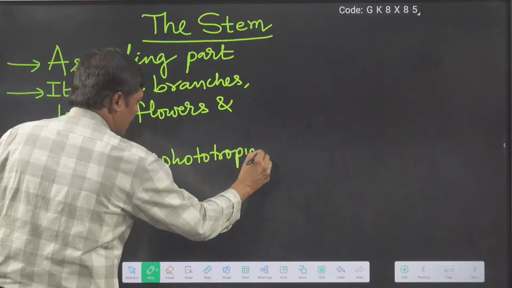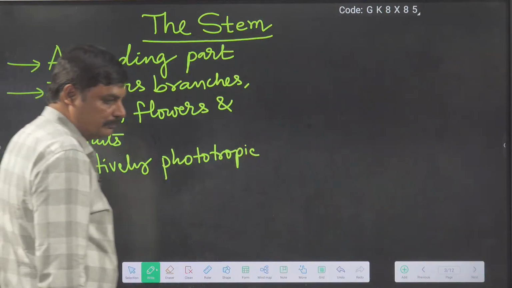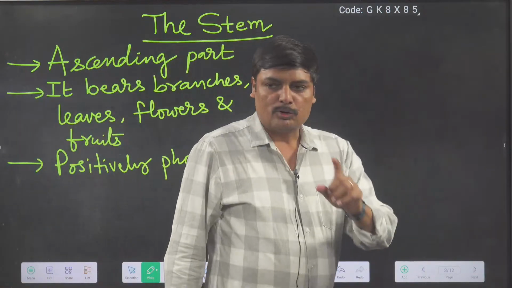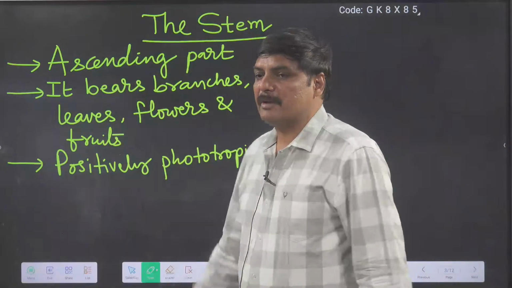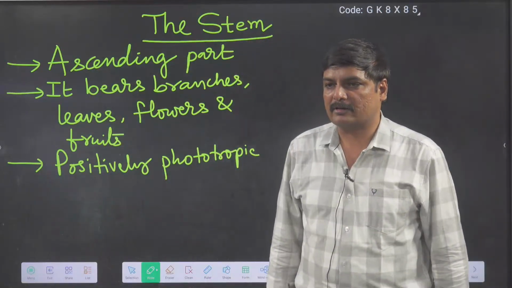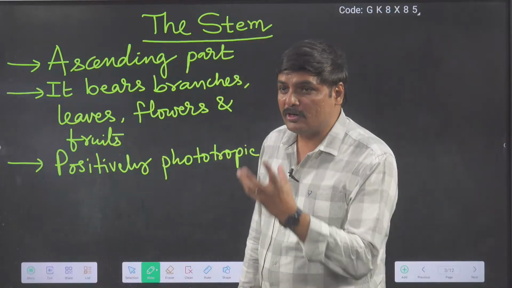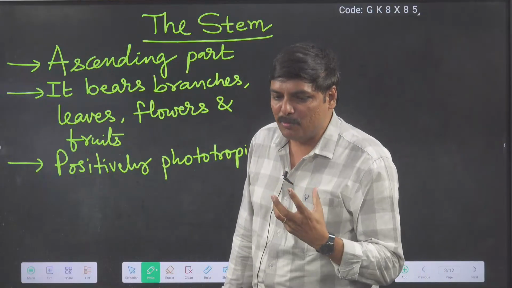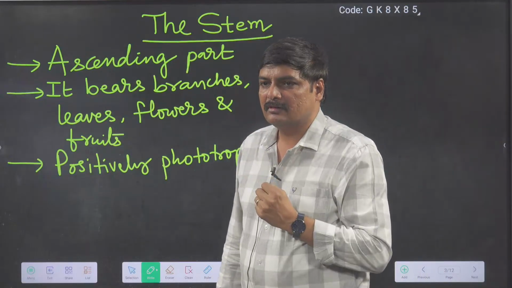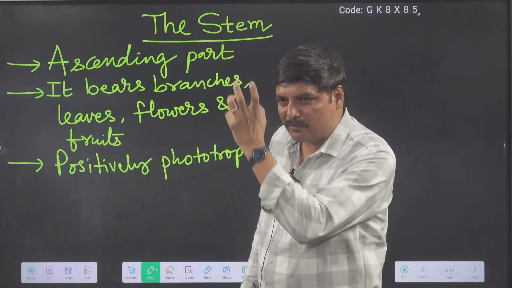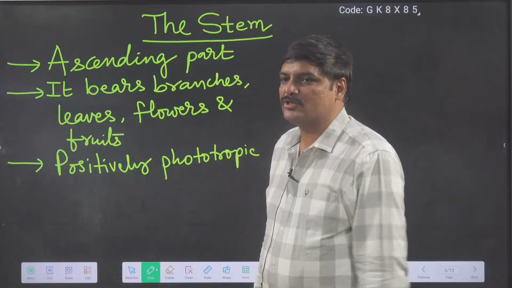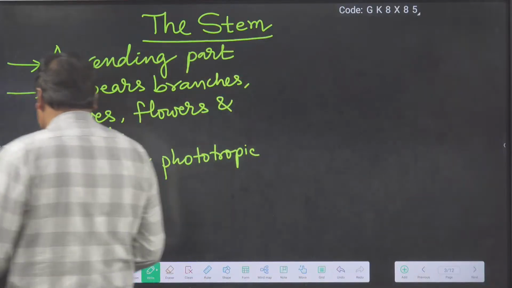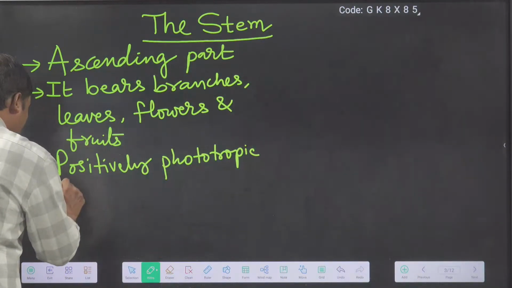What is the meaning of positively phototropic? I told you yesterday, root is negatively phototropic, but stem is positively phototropic. They grow towards light. Stem grows towards the light. Root grows away from the light. That is why that is negatively phototropic, and this is positively phototropic.